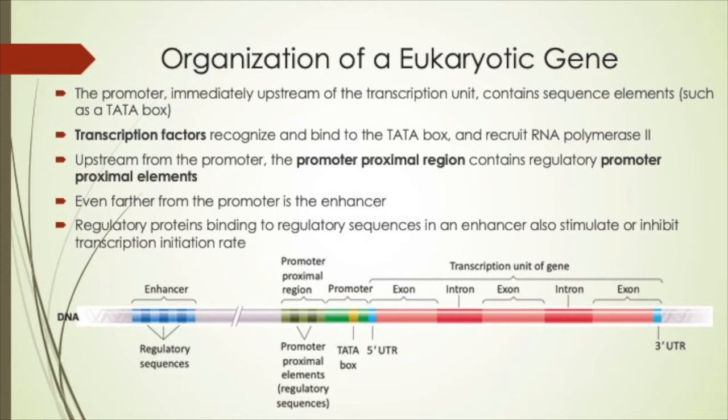Okay, the promoter immediately upstream of the transcription unit contains sequence elements such as the TATA box. Remember that TATA box? It's in the promoter. Transcription factors, right? We need these transcription factors to recognize and bind to that TATA box to recruit that RNA polymerase. Upstream from the promoter, we have the proximal region and some proximal elements. Even further up is the enhancer region. In that region, we have regulatory sequences where regulatory proteins can bind to it.